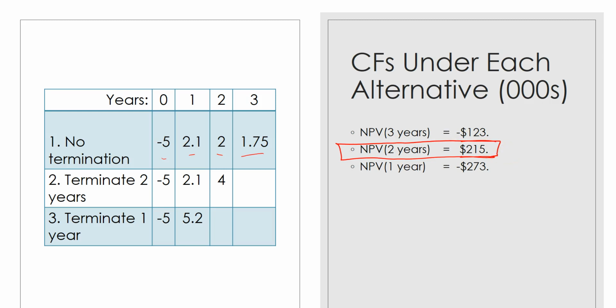If we were to terminate after just 1 year, we would still have a negative net present value, so it would not be a good idea. So this project is only acceptable if it's operated for 2 years. Just because a project is physically able to operate for multiple years doesn't mean that it should.